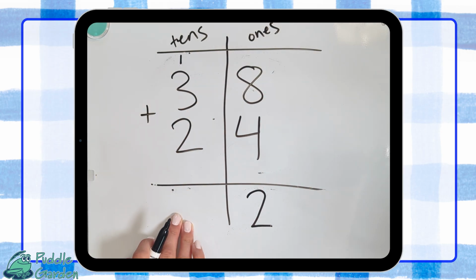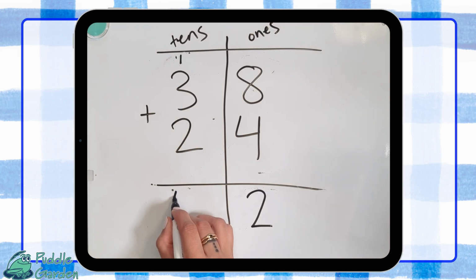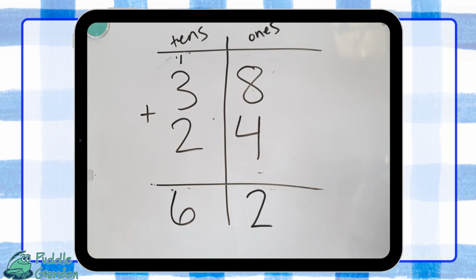Let's jump over to our tens. What is 3 plus 2? That's right. It's 5 plus 1 more equals 6. So our answer is 62. Nice job.